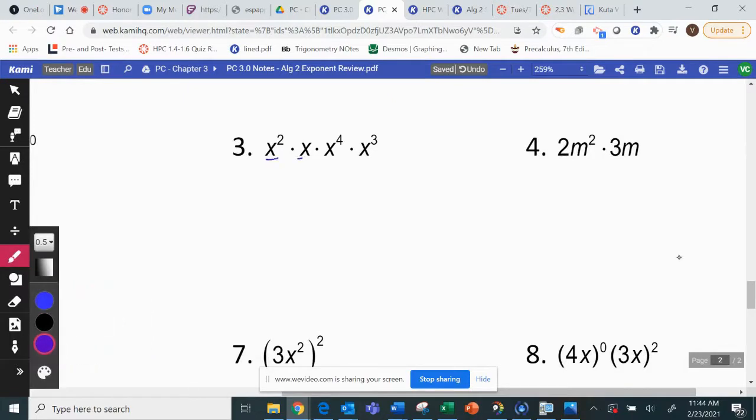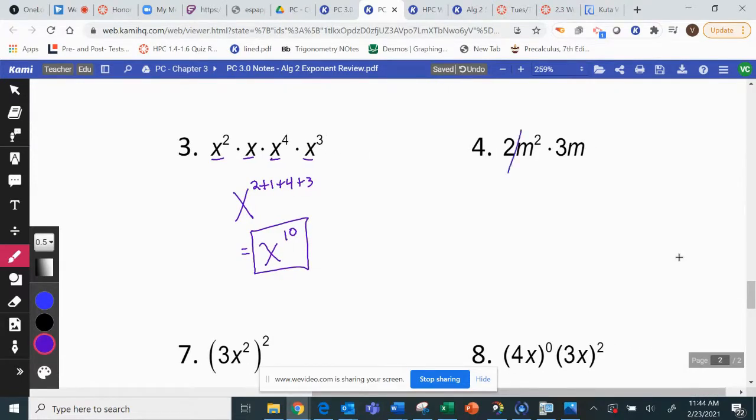Here I have same bases. So I'm going to keep that same base, and I'm going to add my exponents. I get x to the 10th.